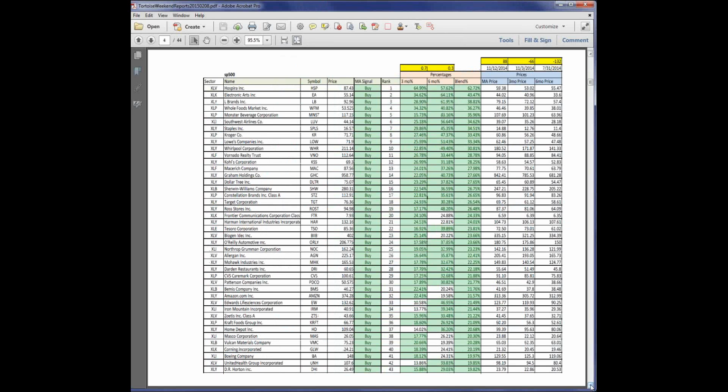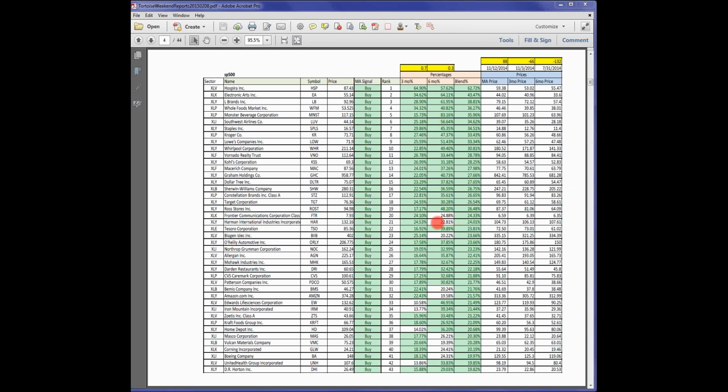Just a quick look at the top 40 members of the S&P 500 using that same lens and the sector spider that they are a member of. So Hospira should be on our short list, along with Electronic Arts and L Brands and Whole Foods. You can look at the performances they've been kicking in.